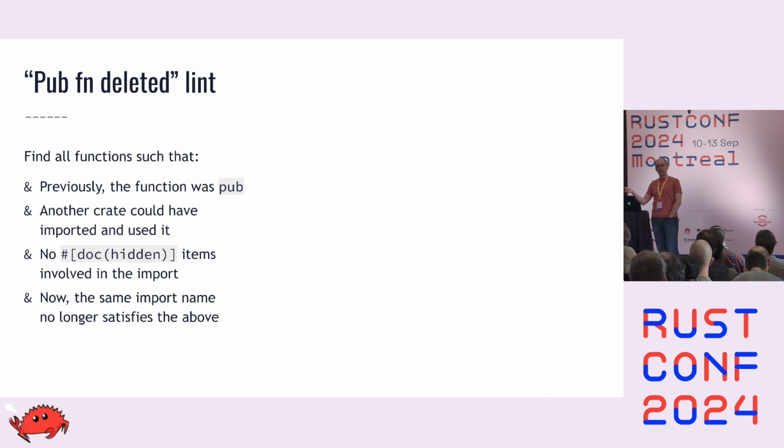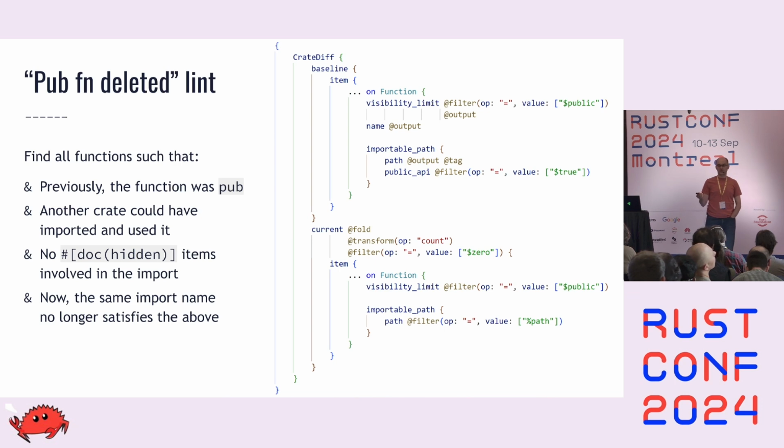The rule for the public function got deleted lint is a little bit involved, so let's walk through it together step by step. This is the query that we're going to run. It looks at a pair of different versions. It starts with the baseline. That's what's already on crates.io.